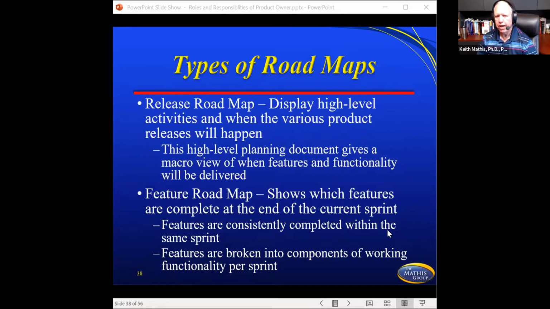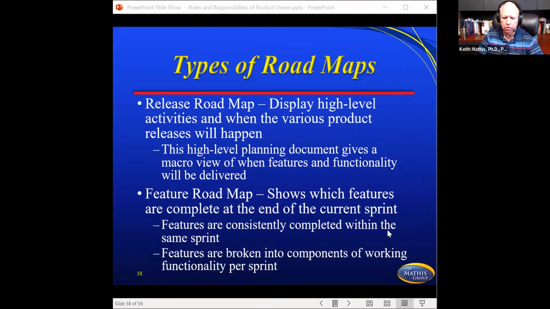The release roadmap displays high-level activities and when the various product releases will happen. This high-level planning document gives a macro view of the features and functionality, but remember, even though you have a release roadmap, that's not locked in. That's all still very fluid until the project finishes.